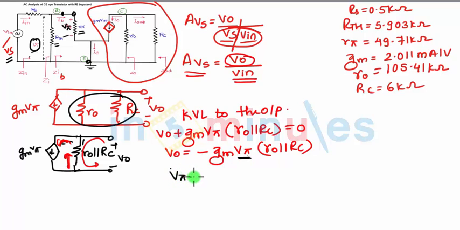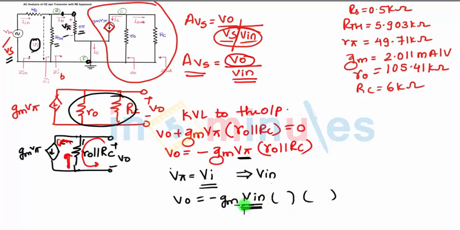That will replace your term V pi with respect to Vin. That means V pi and Vi are the same, and I will express this Vi in terms of Vin. So when I am expressing this Vi in terms of Vin, instead of V pi I will get some multiplier with Vin, ro parallel to R2, and when this VO goes on the other side, you will have the equation VO by Vin, which is nothing but your AVS.